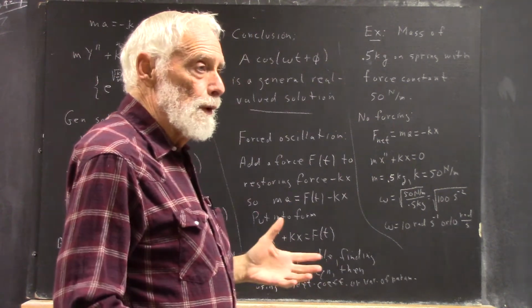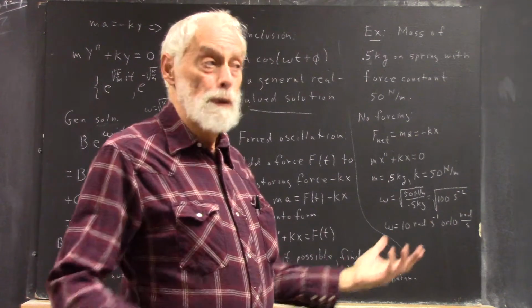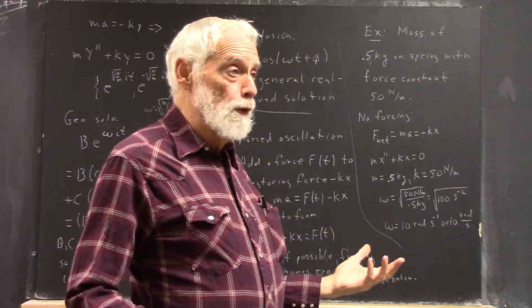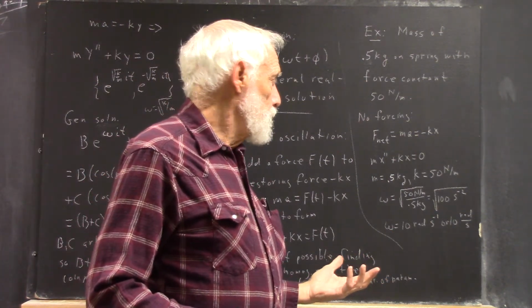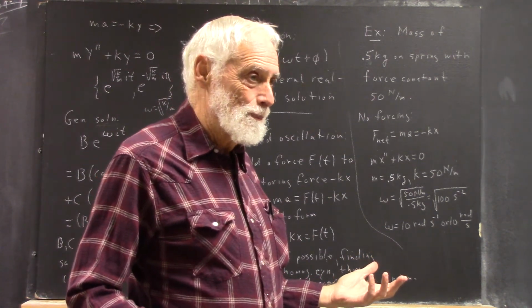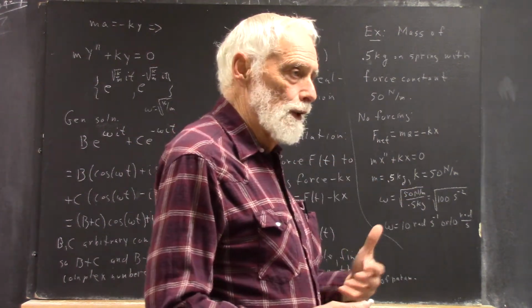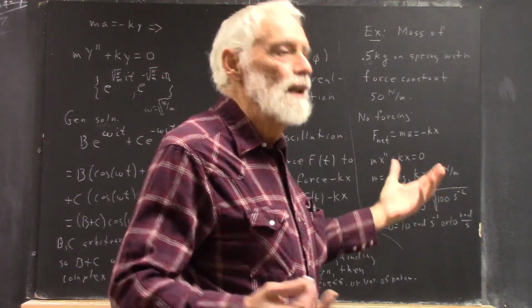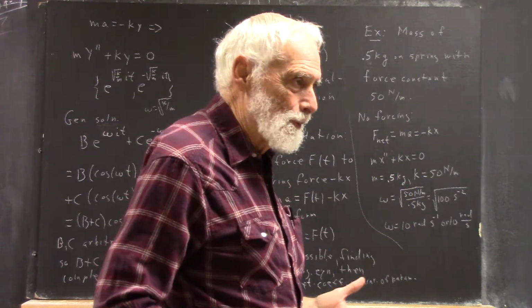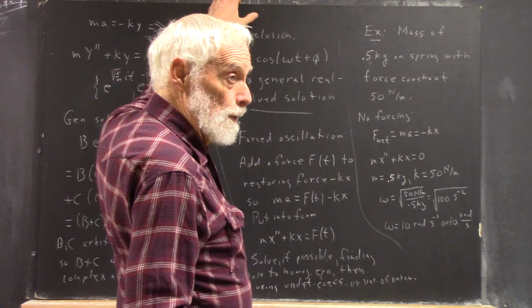Okay, so now we know that this thing will naturally oscillate at 10 radians per second. Now what we're going to do is drive it with a force, or with a frequency other than 10 radians per second. Our forcing function will be like a sine or cosine of 11 radians per second, or 9 radians per second. Okay? And we're going to see what happens. And it ain't going to be pretty.